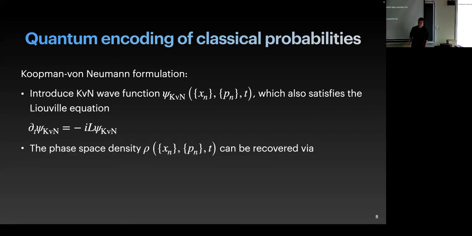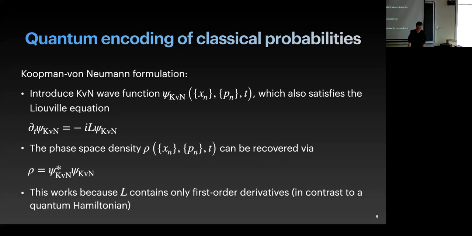And now the phase space density rho can be recovered via the usual quantum mechanical computation of probabilities. If you multiply psi star, the complex conjugate, with psi, that's how you would also in quantum mechanics compute probabilities, that will actually give you rho, the one we're actually interested in, the phase space density.